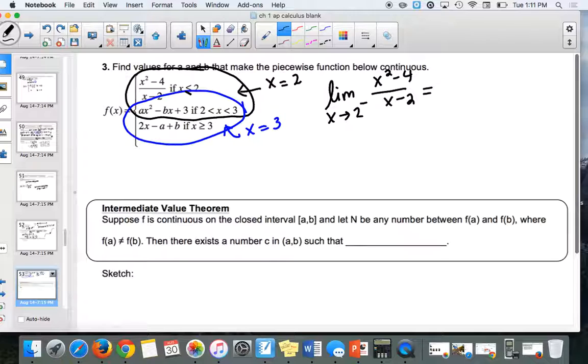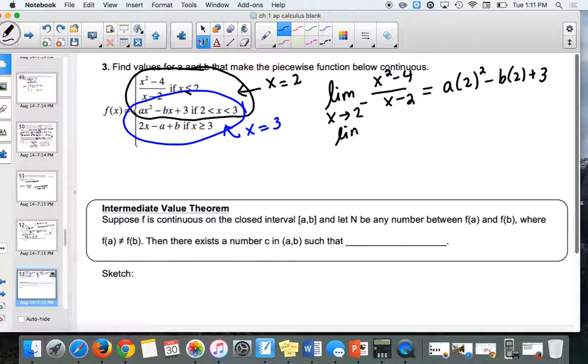We want that to equal, and you can say limit as you go from the right, but I would probably just plug it in for the other one, right? There's nothing wrong with plugging that in. You see that? So how do you think we're going to solve this limit?